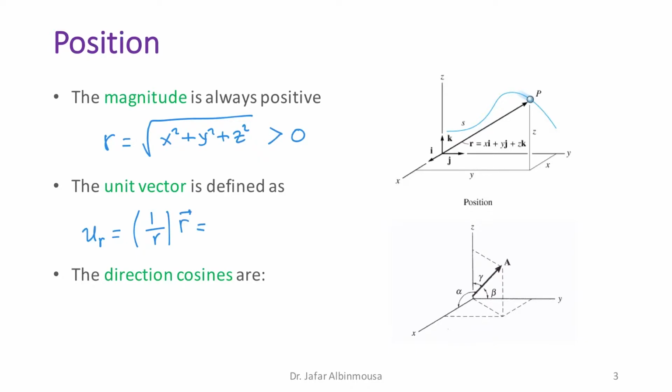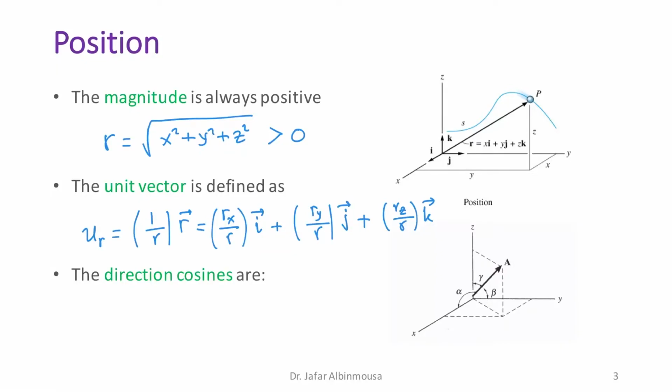And for that, we will get the r_x component divided by the magnitude multiplied by i, plus the r_y component divided by the magnitude multiplied by j, plus r_z divided by r, and finally we put the k component.